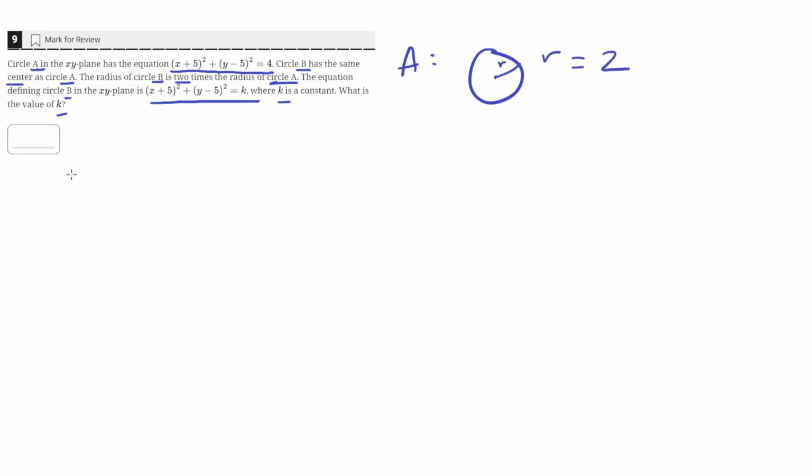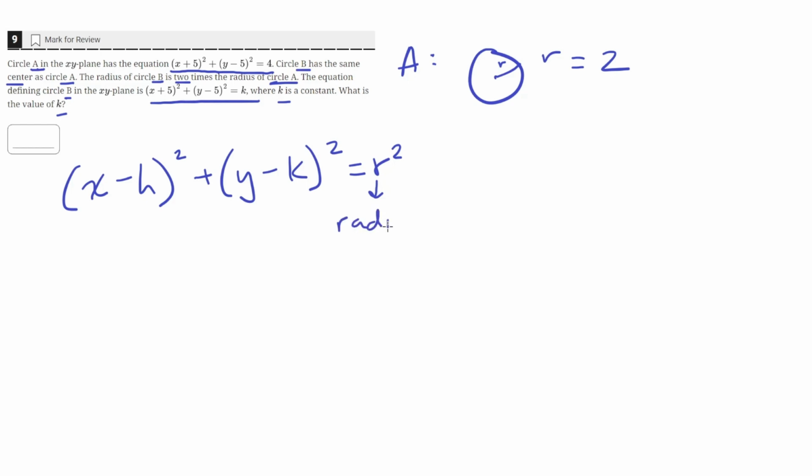because the equation for a circle is x minus h, whole squared, plus y minus k, whole squared, equals r squared, where r is the radius. So here 4 is equal to 2 squared, so this is like r squared. So here the radius is 2. The radius is not 4.